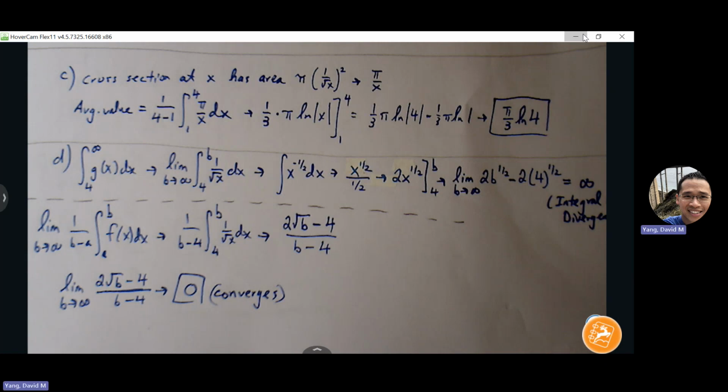For part C, if this cross section has an area, we know that this rotation is going to create a circle, and that circle has a radius of 1 over root x, so it's pi r squared. I'm taking that area and finding the average value of all the different circles that are created from one end to the other. That's where the 1 over b minus a is coming from. Average value of the circle.